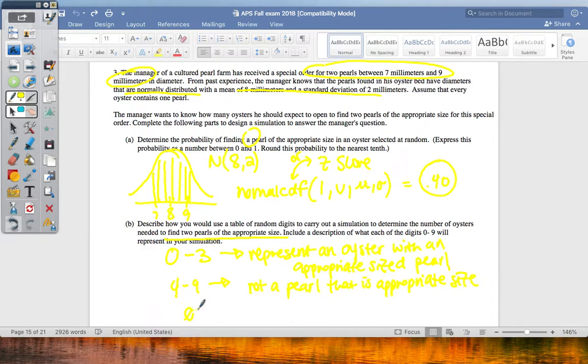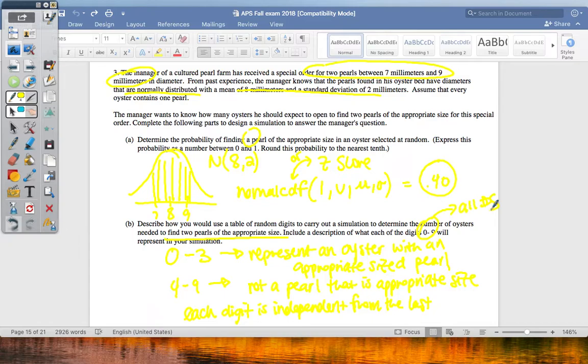Each digit is independent from the last, and you don't have to know numbers outside the range because 0 to 9 is all numbers, so you're good there. And you actually don't even talk about repeats because each is independent from the next. Each one is not impacted by the previous one.